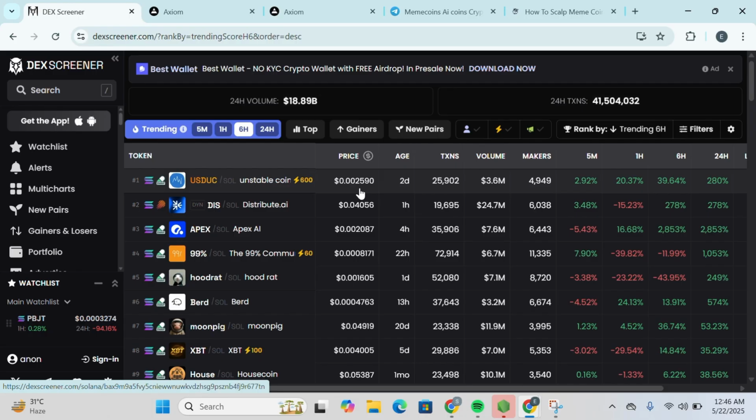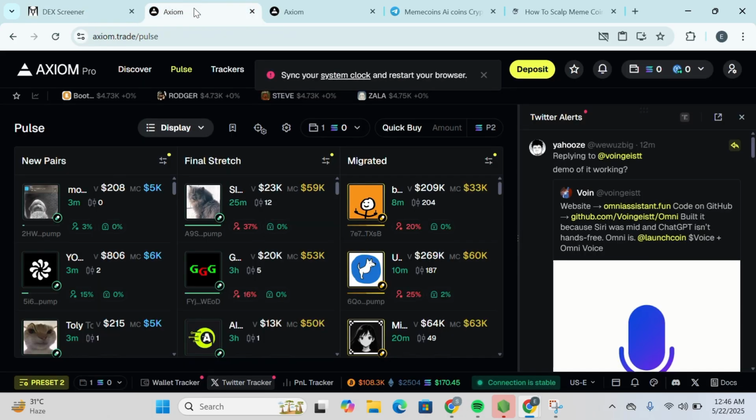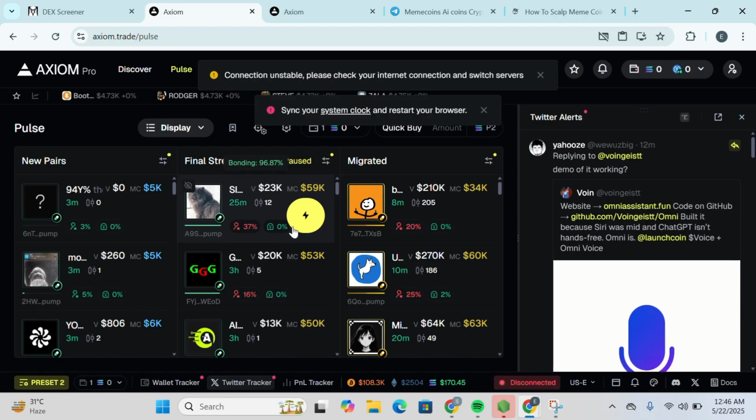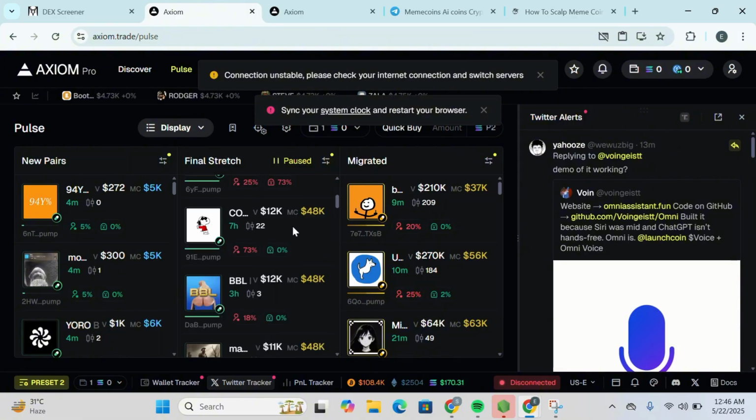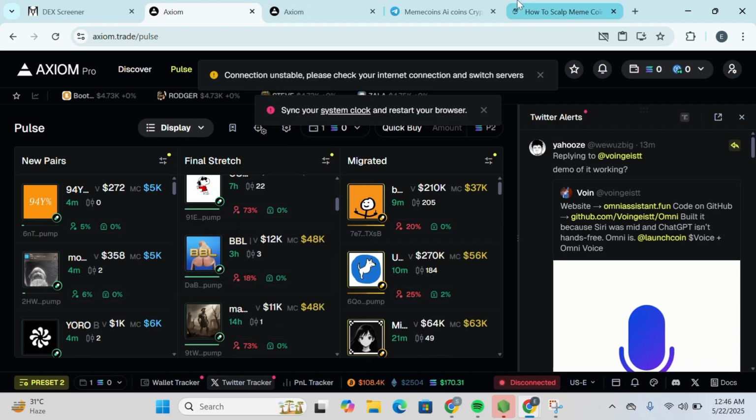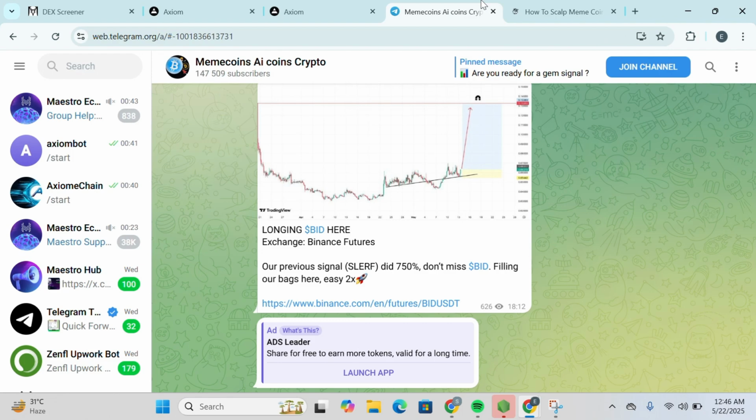Then I use Axiom Pro, which is my trading terminal. It gives me sniper entry tools, automated take profits and stop loss spots, wallet trackers, and even sentiment analysis, all in one place. Finally, I monitor Telegram groups and Twitter to stay on top of trending tokens and community activity. If a coin has hype behind it, that usually translates into price movements.